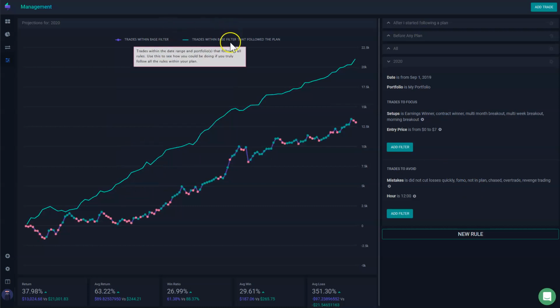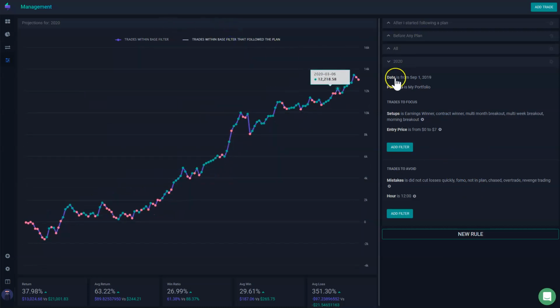Now, what do we see here? Let's just clear this up. Here we see a line that shows me all the trades that have been placed during this time. In red, we're going to see the trades that didn't follow my plan. And in green, we're going to see the trades that did follow my plan.